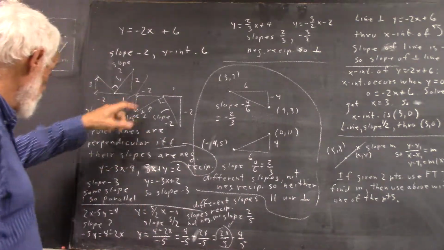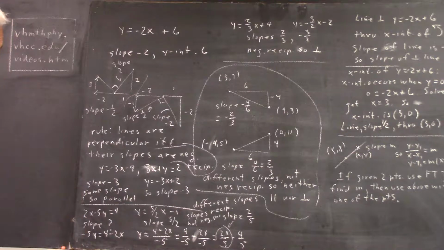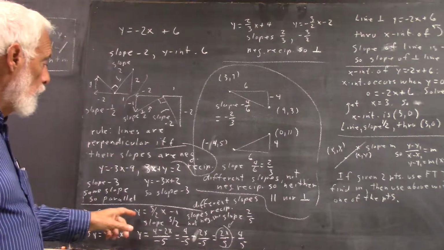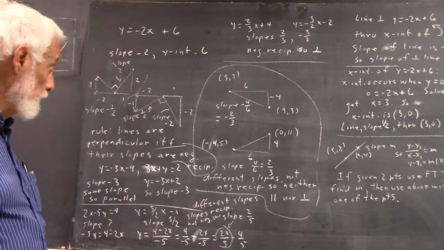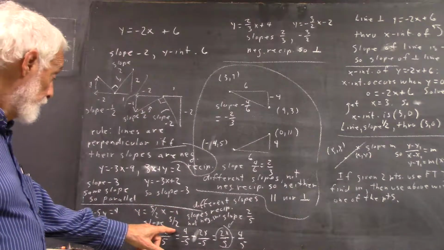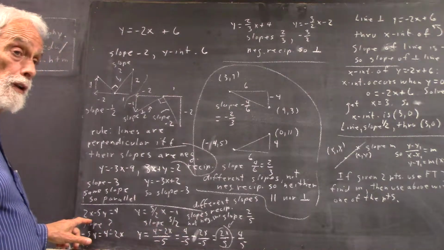We don't have to use those. Okay, now, another example. 2x minus 5y equals 4. Y equals 5 halves x minus 1. Well, we immediately read the slope here. It's 5 halves. Over here, how do we get the slope?